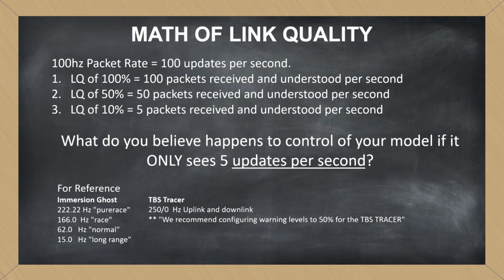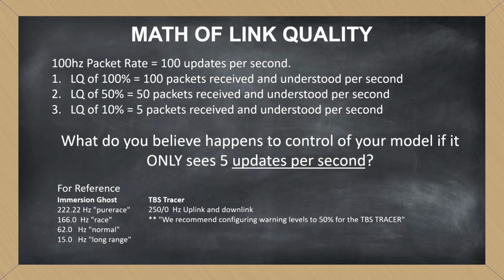All right, let's do one more. So here's a 100 hertz packet rate. At 100 updates per second, a link quality of 100 gives you 100 packets received and understood. This is simple math, right? At link quality of 50%, that means your receiver or your servo is seeing 50 updates per second, and a link quality of 10 is 5 packets.